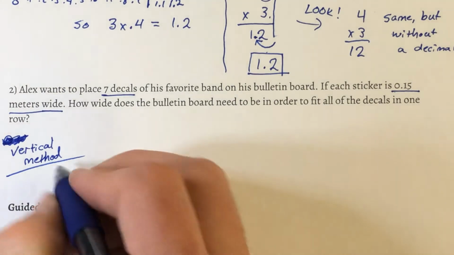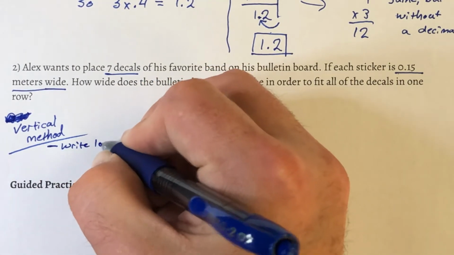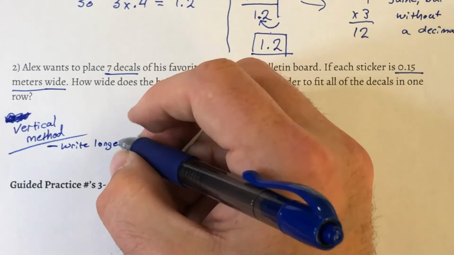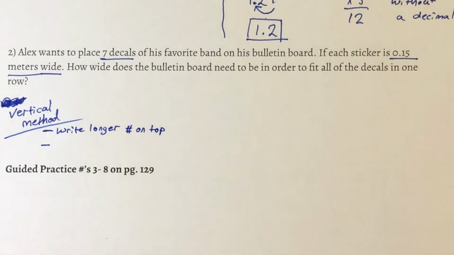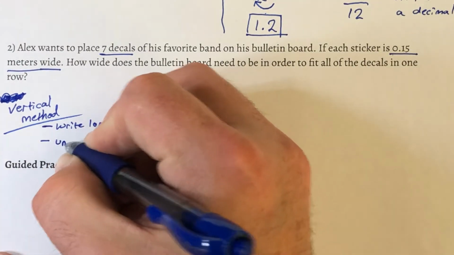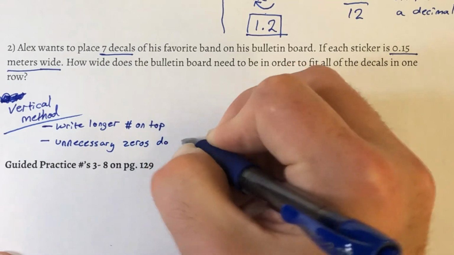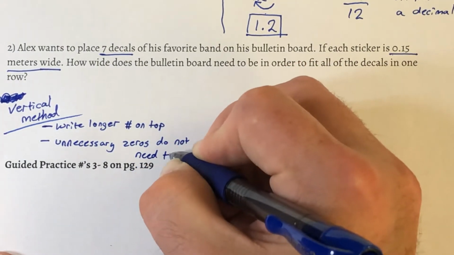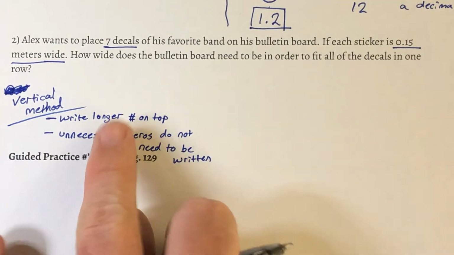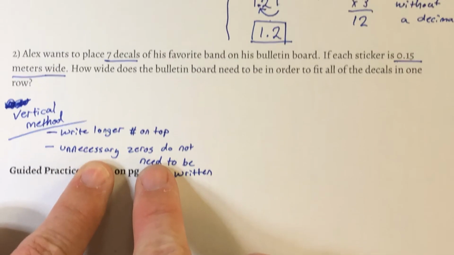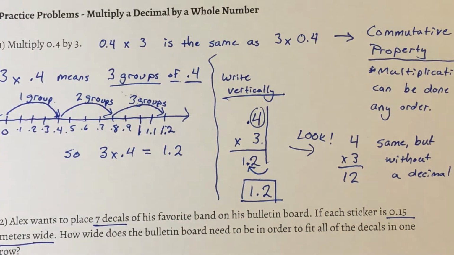I'm just going to jot down a couple steps to remind yourself of. First, we write the longer number on top, not the bigger, the longer one on top. It's going to make your life so much easier. And second thing to keep in mind, unnecessary zeros do not need to be written. So write your longer numbers on top, and then don't mess with unnecessary zeros. So on this one, that 0 is not sandwiched. Let's not bother writing it down. It's a waste of our time, and it makes the problems look more confusing.